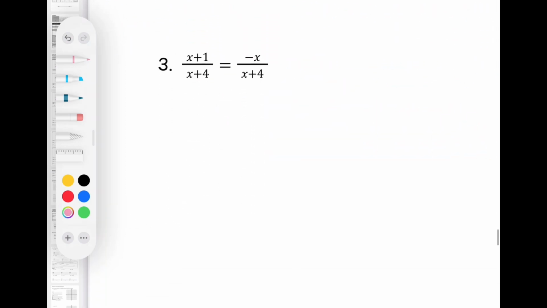So if we cross multiply, or sorry, first thing, we need to find our restricted domain. So both of the denominators are x plus 4, so we only have to solve once because it'll just give us the same answer. If x plus 4 equals 0, then x can't equal negative 4. Okay, because if we plug negative 4 in, we'll get a 0 in the denominator.